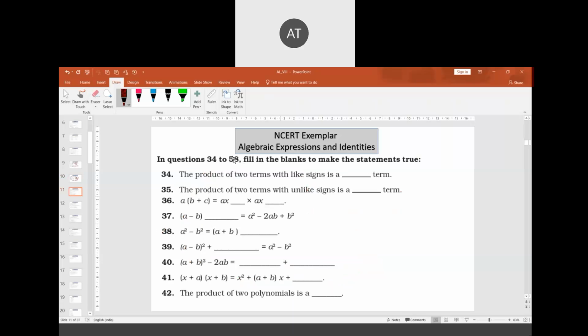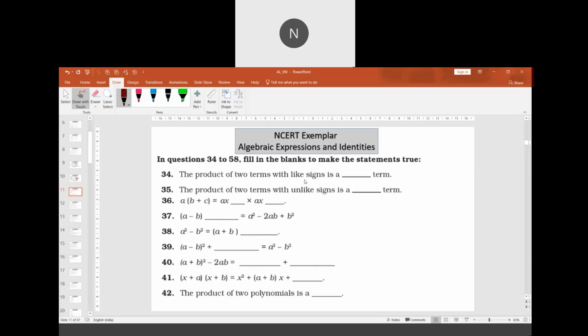These are the questions related to fill in the blanks, question number 34 to 58. They are simple. The product of two terms with like signs is a positive term.